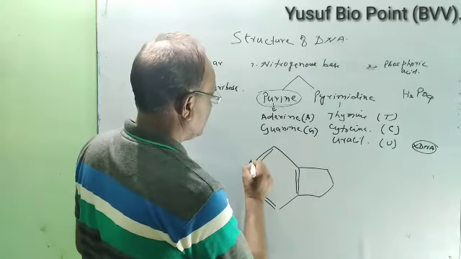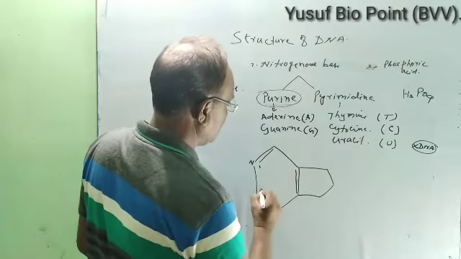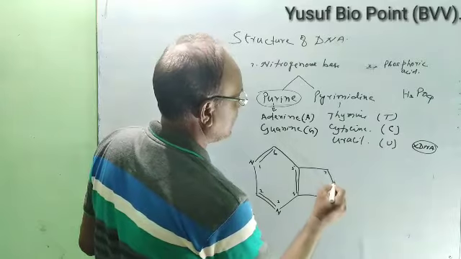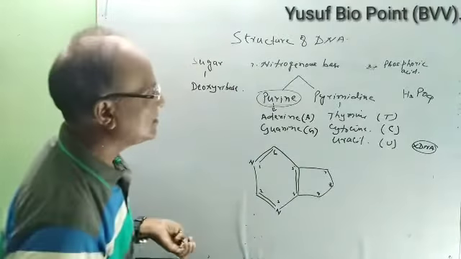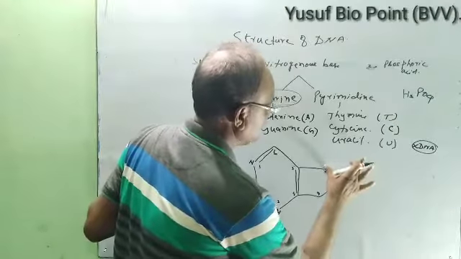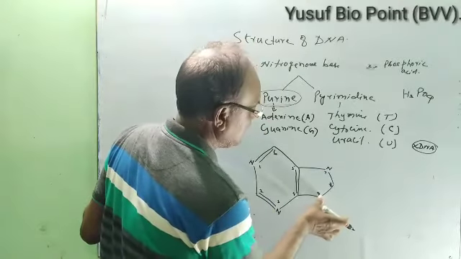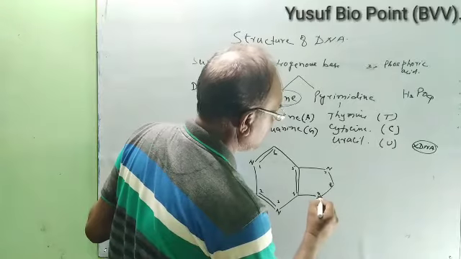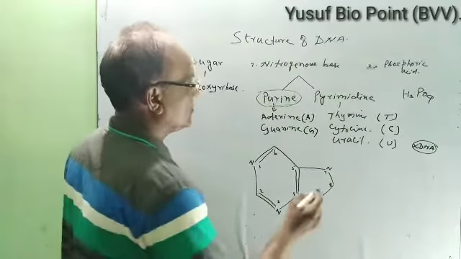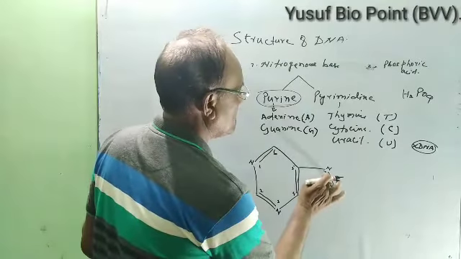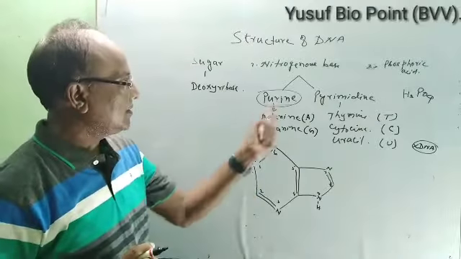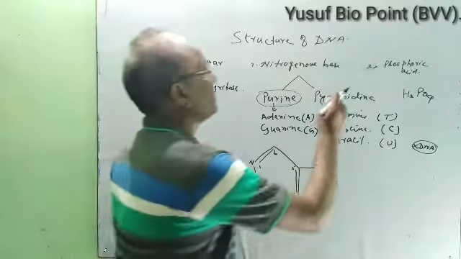Now, this is nitrogen. This is the first position, this is the second, this is the third, fourth, fifth, sixth, seventh, eighth, and this is the ninth position. Understand? So first, third, seventh, and ninth are nitrogen, and the joints are C. So this purine contains a double ring. Now this is where the purine ends.